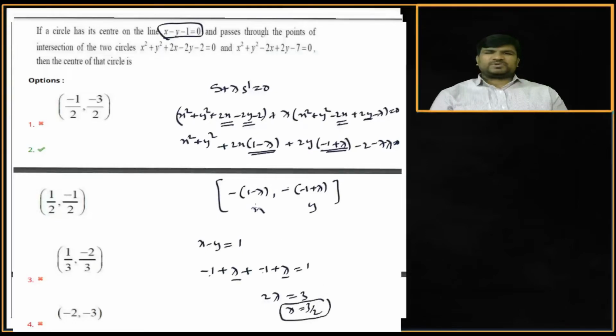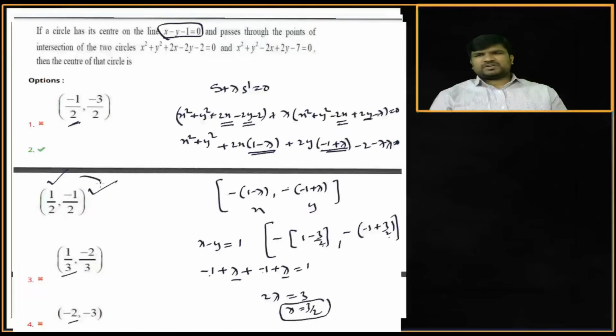Okay. So if you substitute lambda here, minus 1 minus 3 by 2. So 2 ones are 2 minus 3 is minus, minus of minus plus 1 by 2. Only one option is there. Anyway, find out the other coordinate also. So minus of (minus 1 plus 3 by 2), the y coordinate. 2 ones are minus 2 plus 3, that is 1, so minus 1 by 2. So the second option is the right option. Therefore, our center is 1 by 2 comma minus 1 by 2.